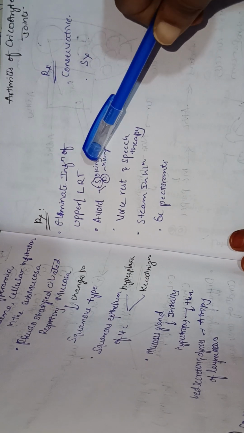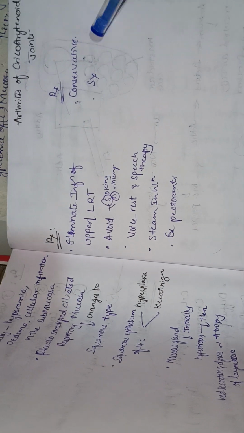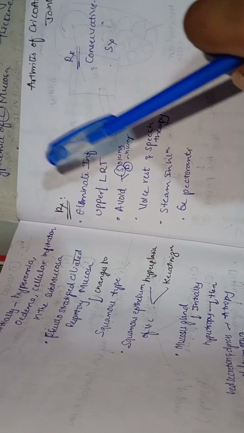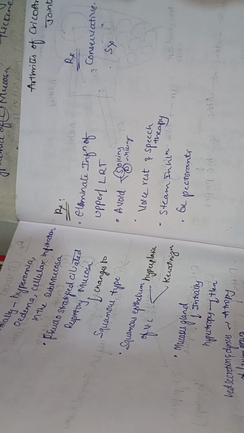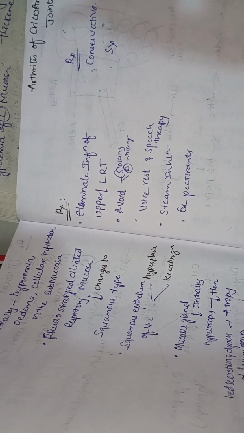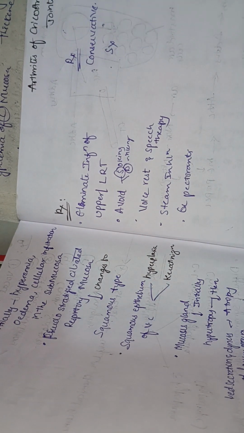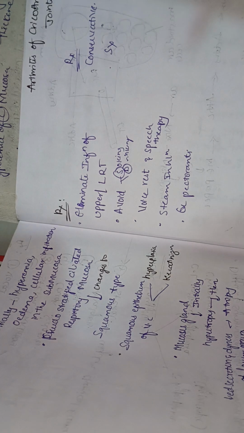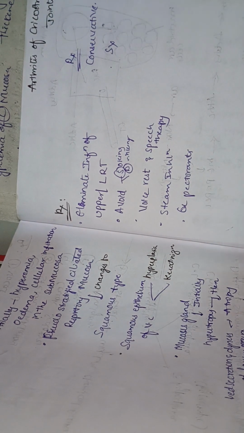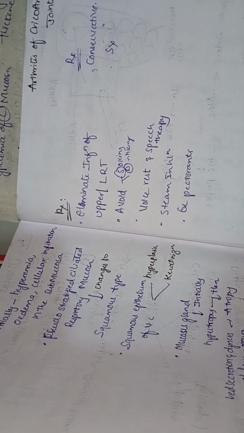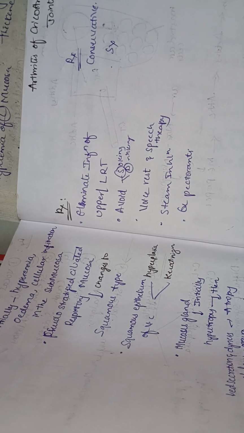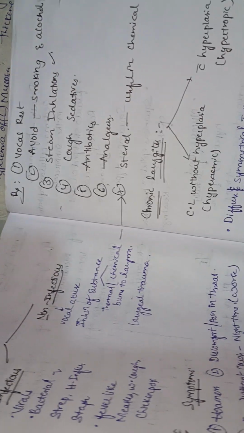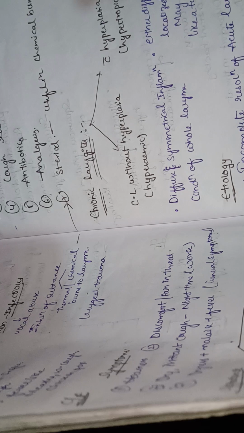What is the treatment? It is conservative, or surgery can be done. We should eliminate infection of the upper and lower respiratory tract. Avoid smoking and drinking, and use expectorants, steam inhalation, voice rest, and speech therapy for the treatment of chronic laryngitis. So this is chronic laryngitis.